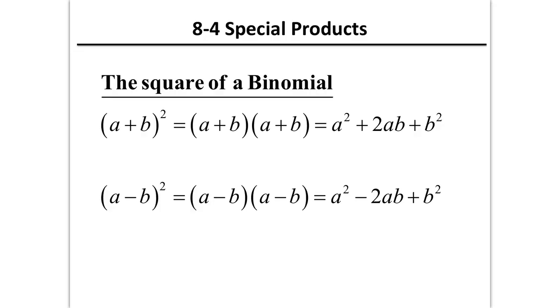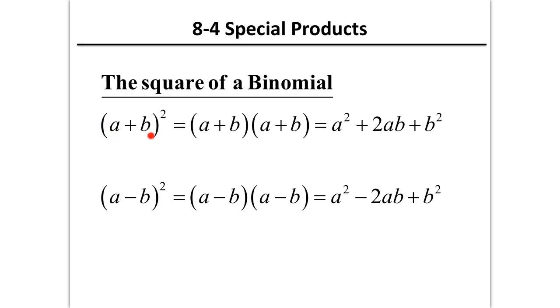Hey, what's up guys? This video is for section 8.4, which is special products with polynomials. I'm going to show you two special products. The first one is called the square of a binomial. The second one is going to be a little bit different, but I'll tell you the name later on. But let's look at this special product when you have the square of a binomial.